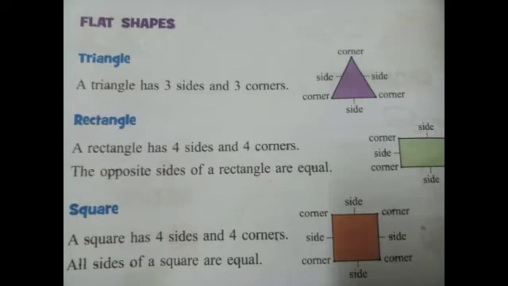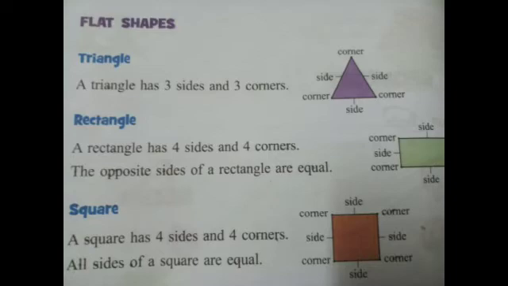Now we have page number 70, flat shapes. Children, we should know the shape as well as the spelling of the shape. Many of you don't know the spelling, so you have to learn the spelling thoroughly. First one is a triangle. Tri means 3. So a triangle has 3 sides and 3 corners. A purple colored triangle is given here. The tip is called a corner. The side line we call a side. So it has 3 sides and 3 corners.